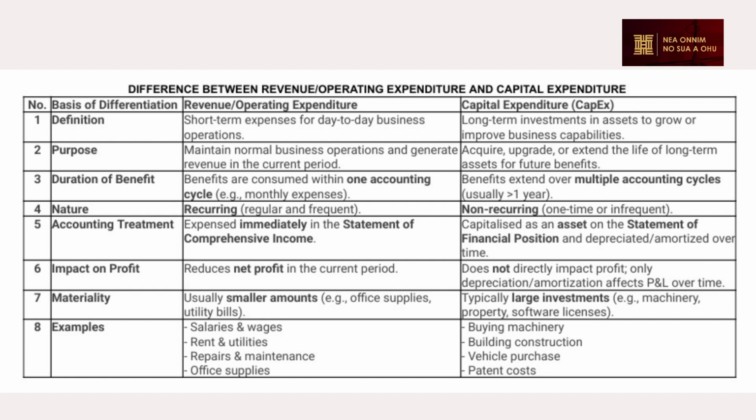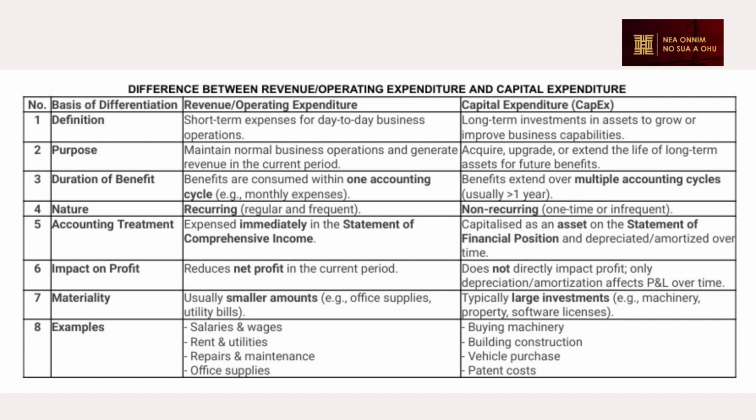On the flip side, when it comes to capital expenditure, typically the benefits are intended to span multiple accounting cycles, which is multiple accounting periods. And so definitely their benefits are going to be for more than 1 year. I hope that is clear. So when it comes to duration of benefits, whereas that of operating or revenue expenditure is limited to a single accounting period, when it comes to capital expenditure, the benefit spans multiple accounting periods. I hope that is clear.